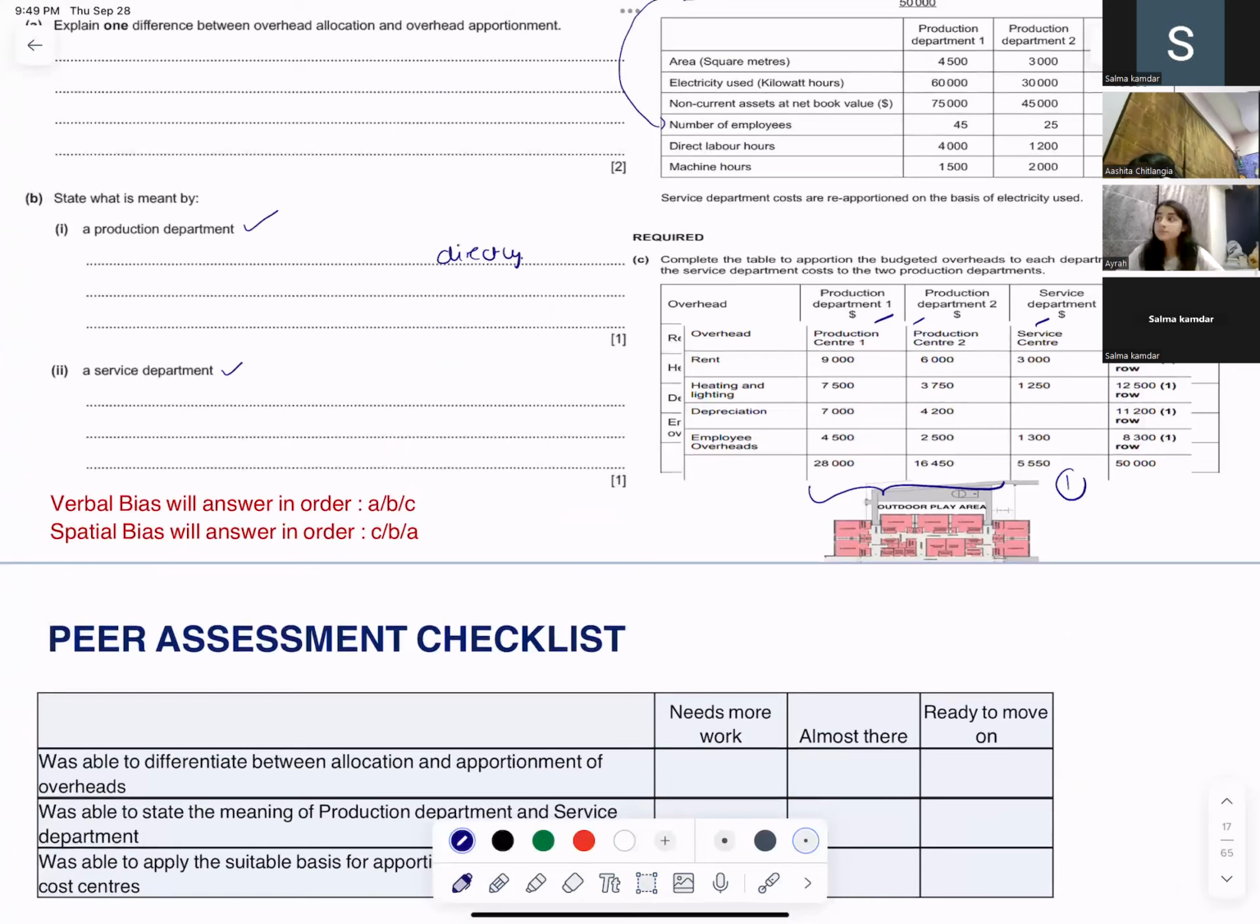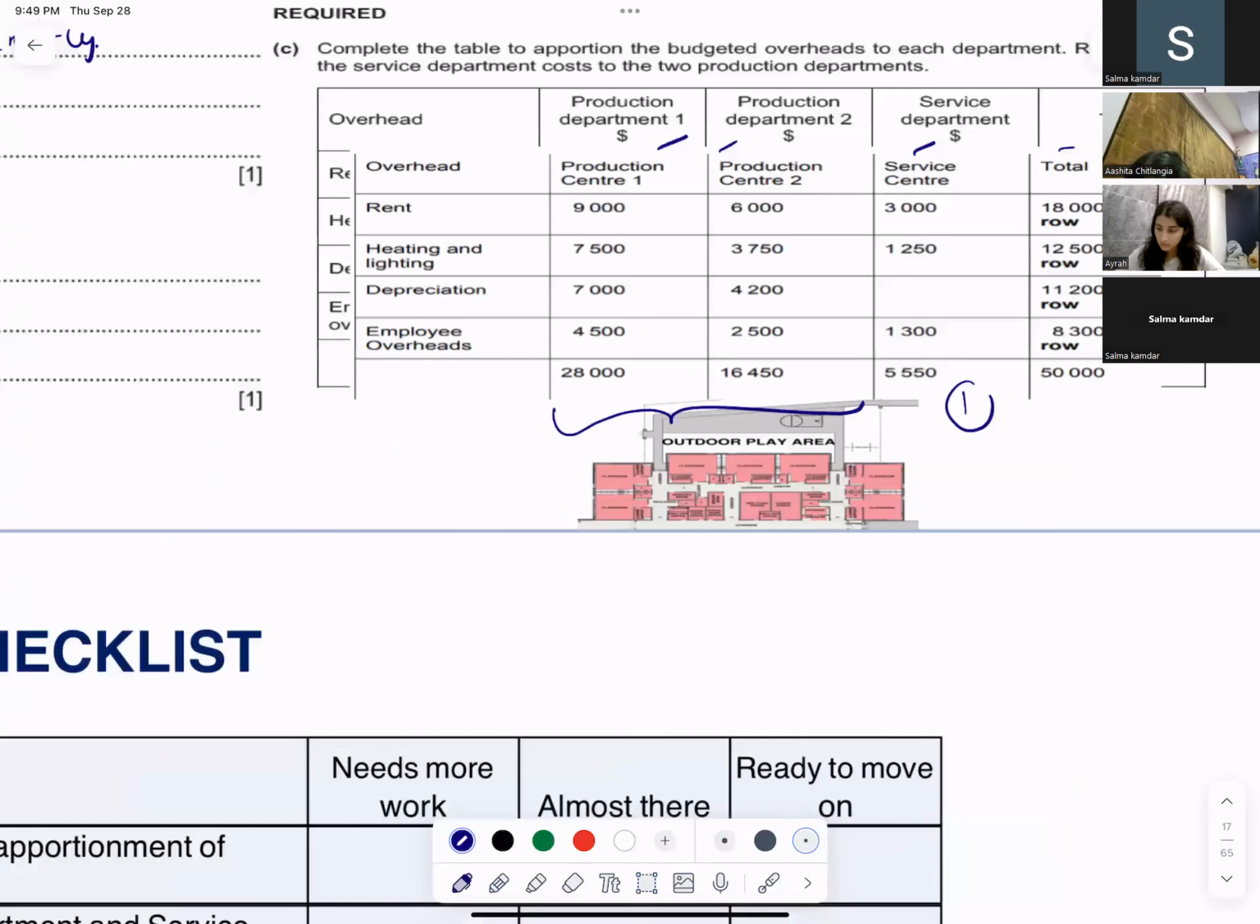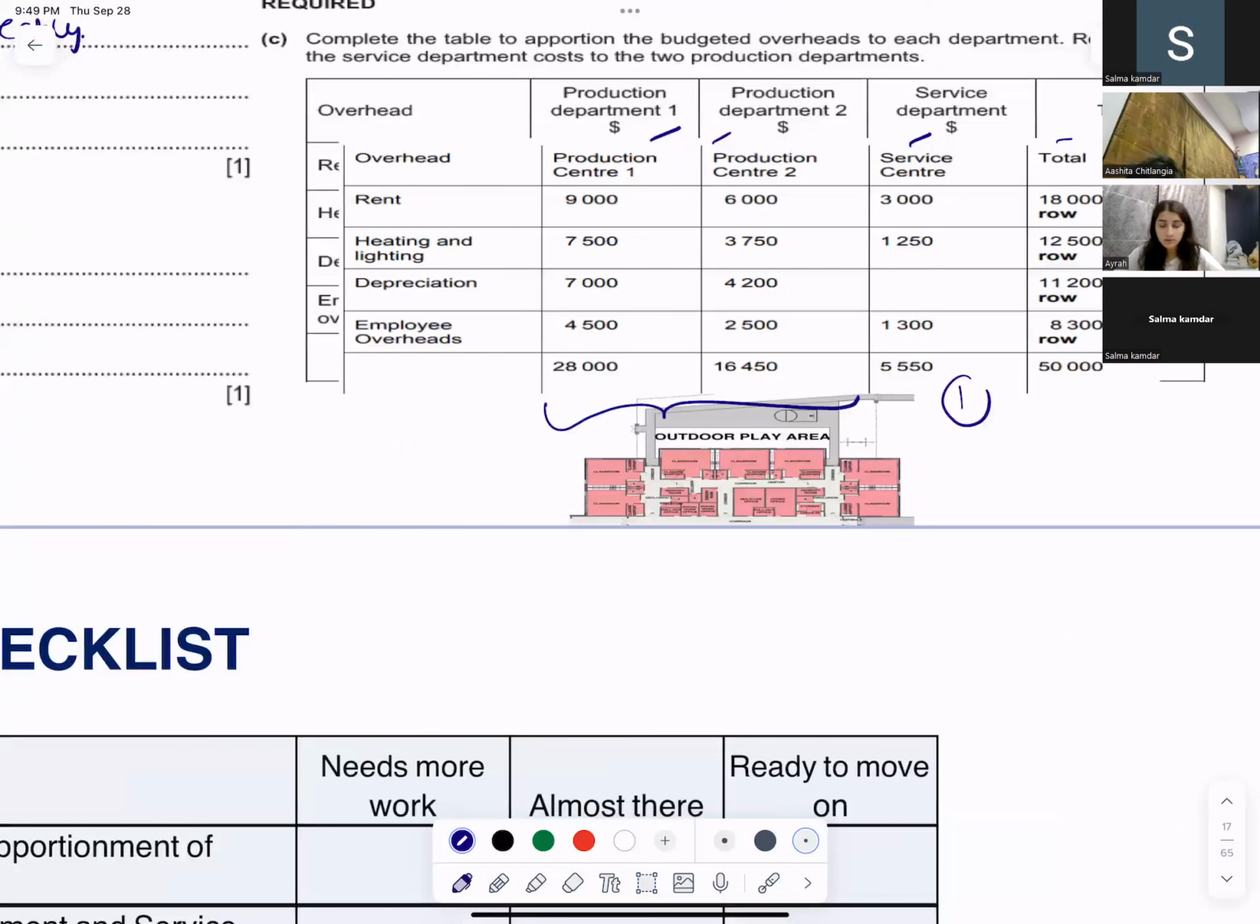Okay. Tell me, what is a production department? A production department is where the product is produced. Okay. So the product is produced in the production department. So who is going to sell the product? The production department is producing the product. So the production department is the one who is going to sell, right or wrong?